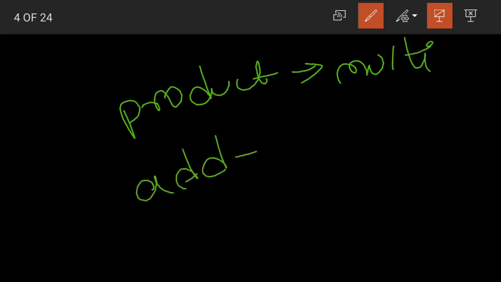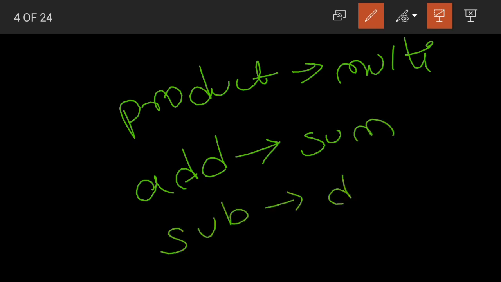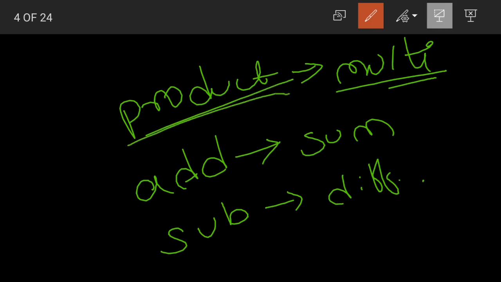Yes, when we add two numbers, what is the answer called? Sum. Very good. When we subtract two numbers, what is the answer called? Difference. Yes, in the same way, when we multiply two or more numbers, the answer is called the product.